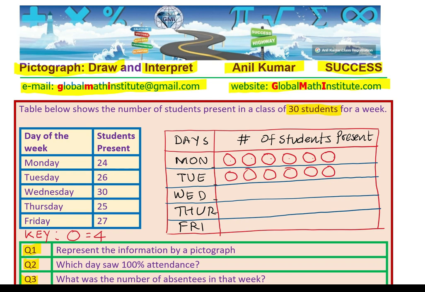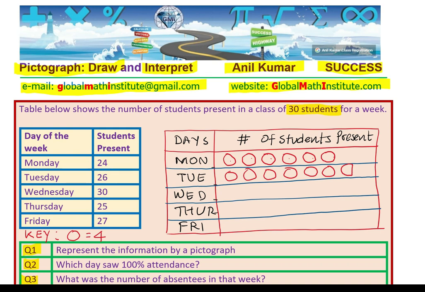Now we got 24 here. 26 means 2 more. Each circle is 4, so half circle is what you have to draw. You get the idea. So that is how you have to do it, correct? So 26. I know it is slightly bigger, but that much is okay. You can see that this is half of a circle.